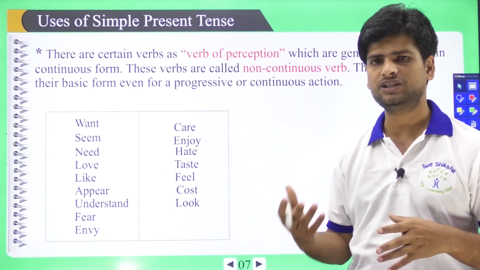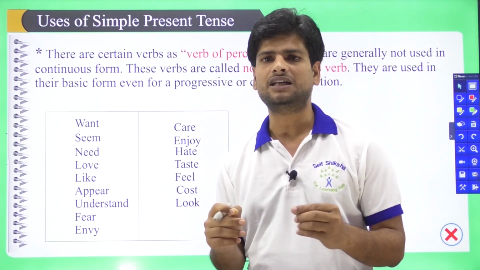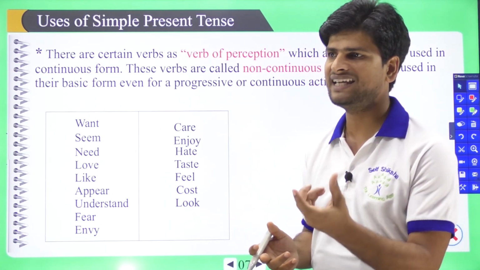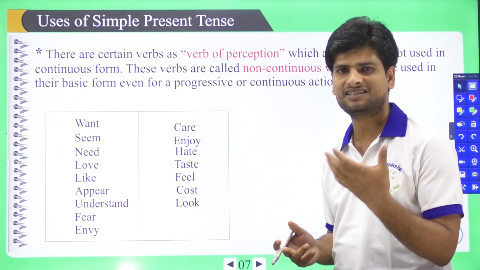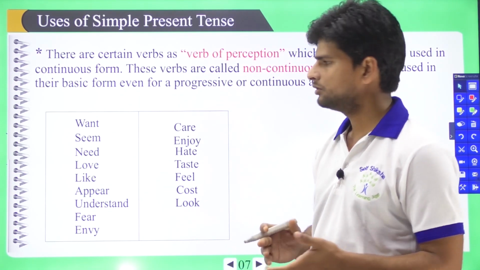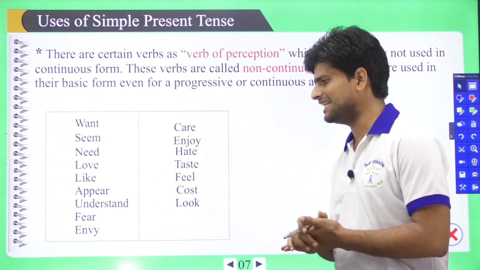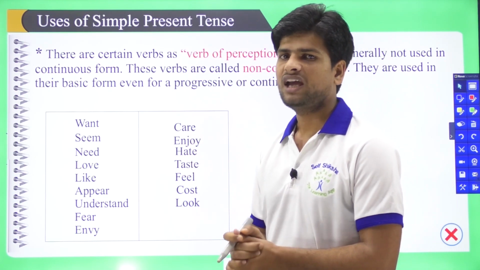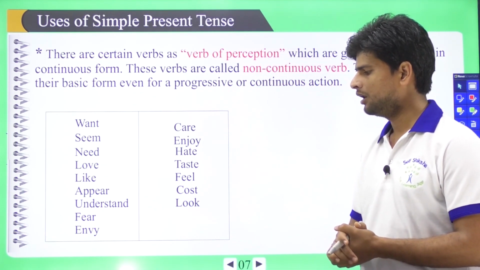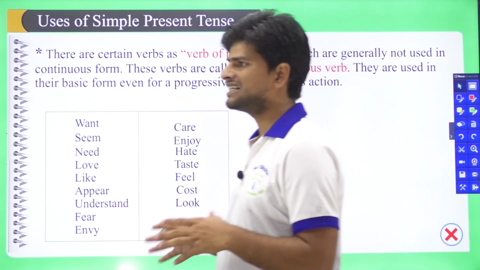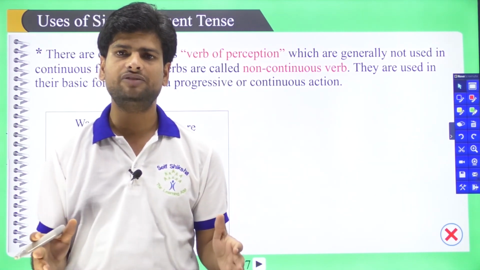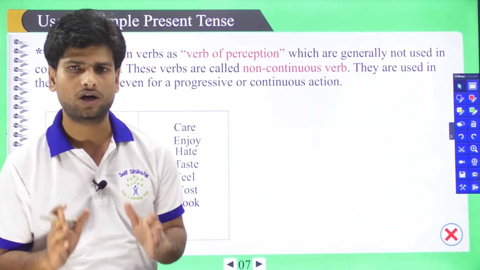इसके अलावा भी होते हैं, आपको ये समझना है कि the actions that are being performed by our senses and it can't be seen. For example, tasting something. The food is tasting bad. आपको बुरा लग रहा हो तो the food tastes bad. तो ये चीज want, seem, need, love, like, appear, understand, fear, envy, care, enjoy, hate, taste, feel, cost, look. So these are the verbs that are supposed to be the non-continuous verbs. So in spite of a continuous action, we will use the present form of the verb.